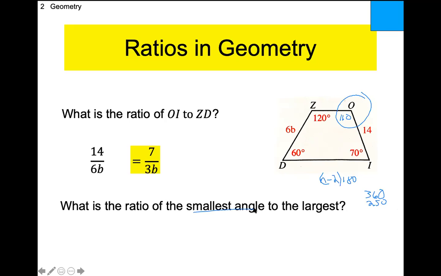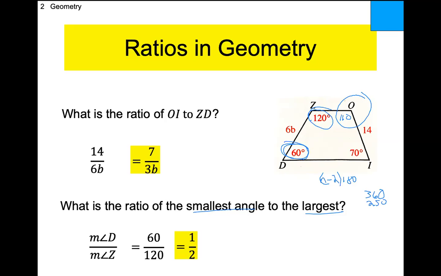So just be careful, right? If it said smallest to largest, and there's one missing or 2 missing, make sure you figure out what they are before you make your conclusion. But in this case, if I do smallest, well, that's pretty easy. 60 is the smallest and 120 is the largest. So that's pretty easy to do. All right. Couldn't we also have just figured that out because it was supplementary to 70? That would have been much easier.